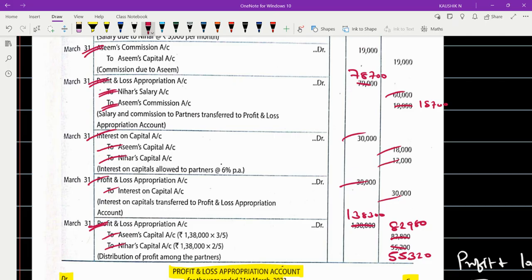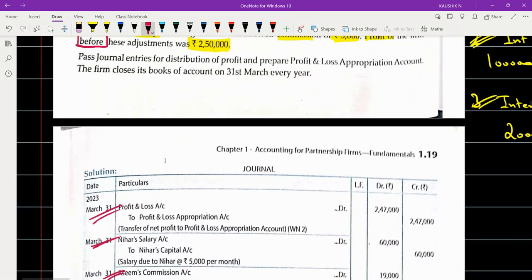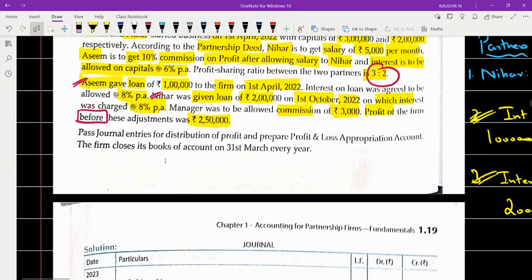So in this problem today you learned a new concept: managers' commission and partners' commission. It was mentioned whether it is before or after, and you got clarity on when to use that particular formula for computing managers' commission or partners' commission, before charging such commission or after charging it, and when that should not be used. You have come to a conclusion on how to take the value to your profit and loss appropriation account and how to do the calculations.